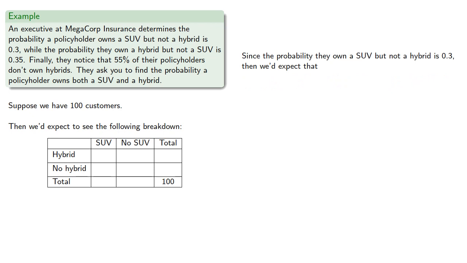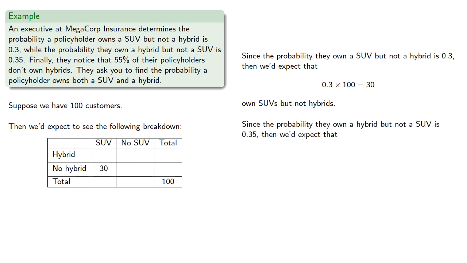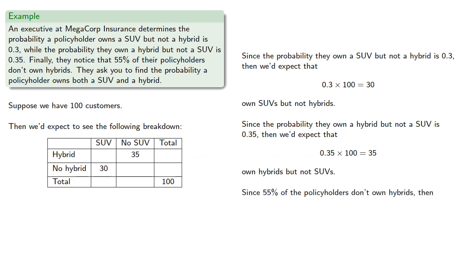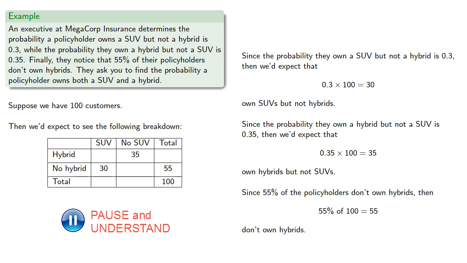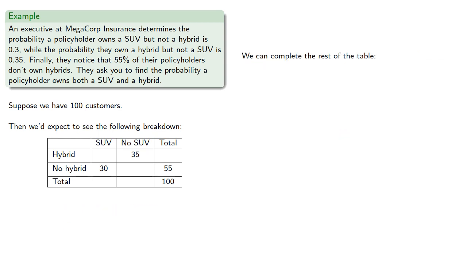Since the probability they own an SUV but not a hybrid is 0.3, then we'd expect that 0.3 of 100, or 30, own SUVs but not hybrids. Since the probability they own a hybrid but not an SUV is 0.35, then we'd expect that 0.35 of 100, or 35, own hybrids but not SUVs. And finally, since 55% of policyholders don't own hybrids, then 55 don't own hybrids. We can complete the rest of the table.